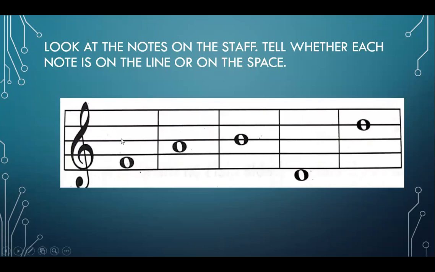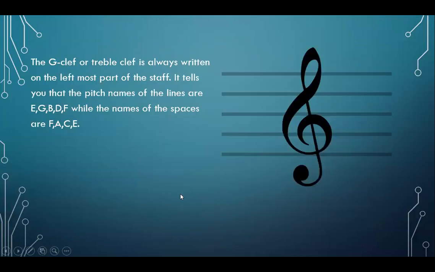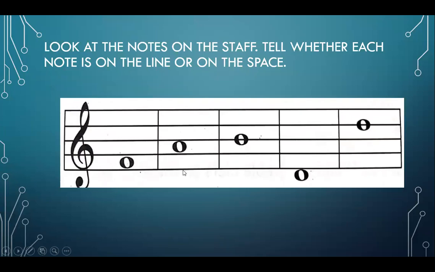Okay, so look here. Look at the first note. Where do you think it belongs? Do you think it belongs to the first space, second space, third space, or fourth space? First space. Yes, it belongs to the first space. How about this one? Second space. How about this one? Line or space? Line. Okay, it belongs to the third line. This one.